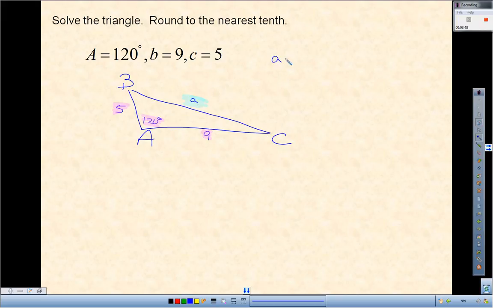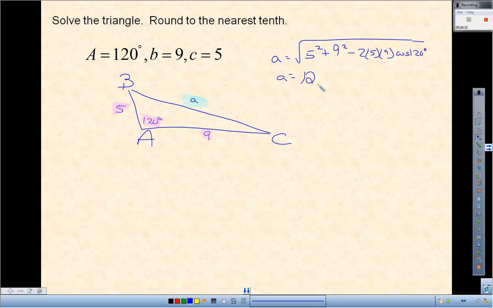So the formula would be a is equal to the square root of 5 squared plus 9 squared minus 2 times 5 times 9 cosine of 120 degrees. Now I'll go ahead and tell you that where most people mess up is that they use sine instead of cosine. That's where the problem is. So we're just going to type this in like I see it: 5 squared plus 9 squared minus 2 times 5 times 9 cosine of 120 degrees, and that would give me the square root of 151, which would give me 12.3.